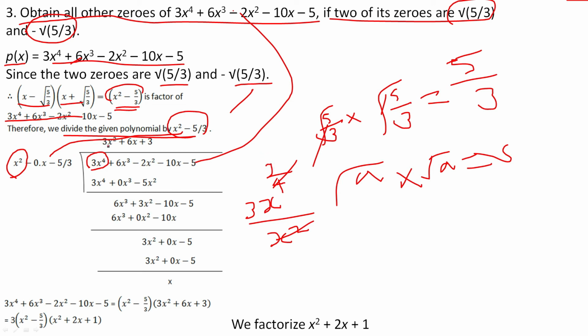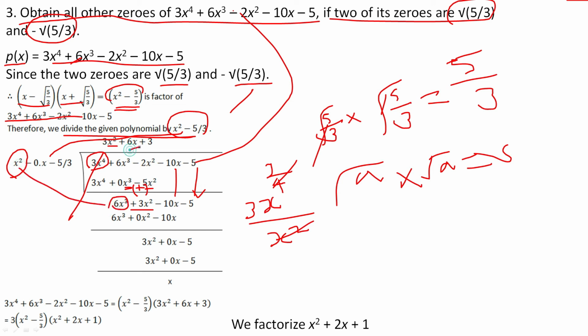So write 3x square in the quotient. Multiply, you will get 3x power 4. Second term if you multiply, 0x power 3. Third term, 5x square. So the first two will get cancelled. 6x power 3 minus 0x power 3, you will get 6x power 3, and minus 2x square. Here you have to change the sign. Minus means you have to change to plus. So plus 5, plus 3x square you will get. Bring down the next two terms, minus 10x minus 5.